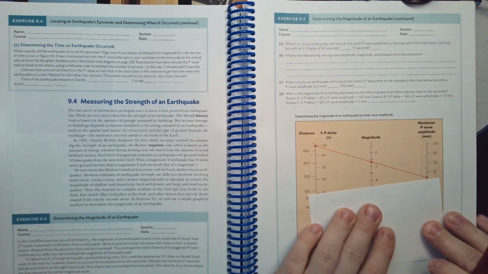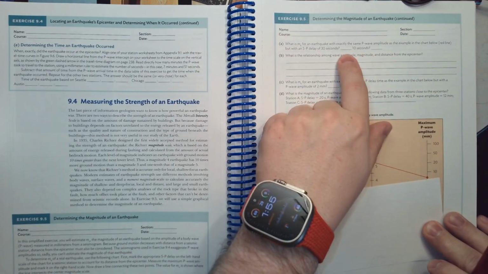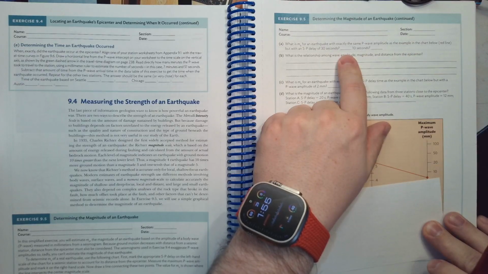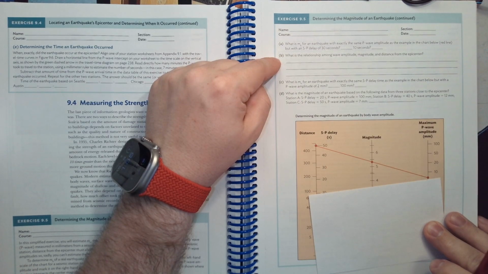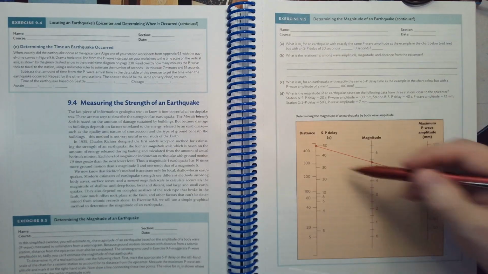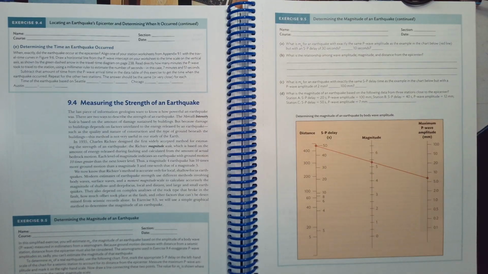All right. So answer the second half of this one. This one's about 4.6 is the example I'm giving you. Figure out that one, though. What is the relationship among wave amplitude, magnitude, and distance, right? So think about it. As this goes up, what does this do? As this goes down, what does this do? Think about that. What is the magnitude for earthquakes?